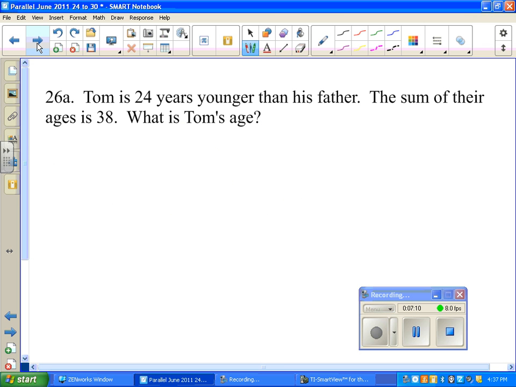Tom is 24 years younger than his father. The sum of their ages is 38. What is Tom's age?